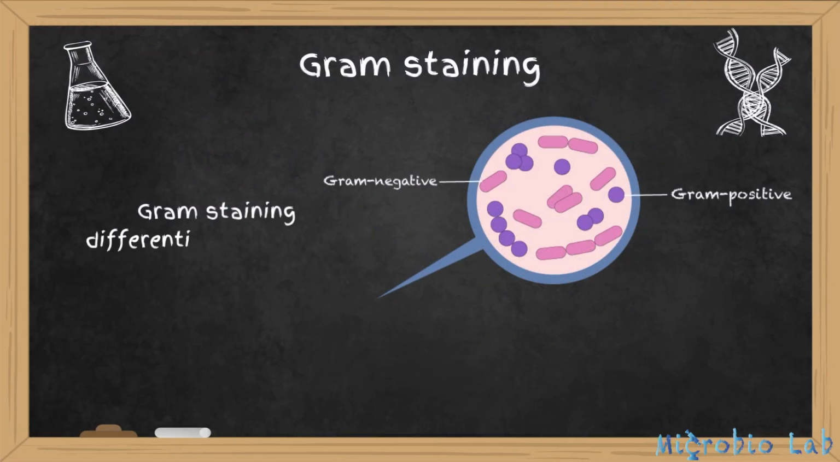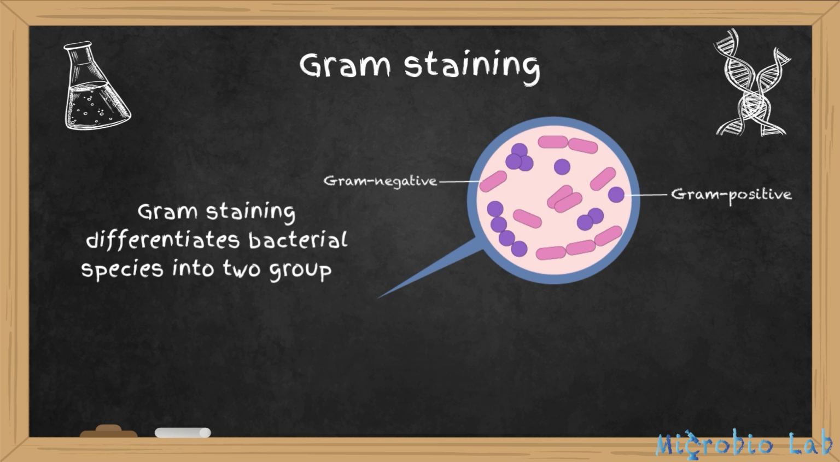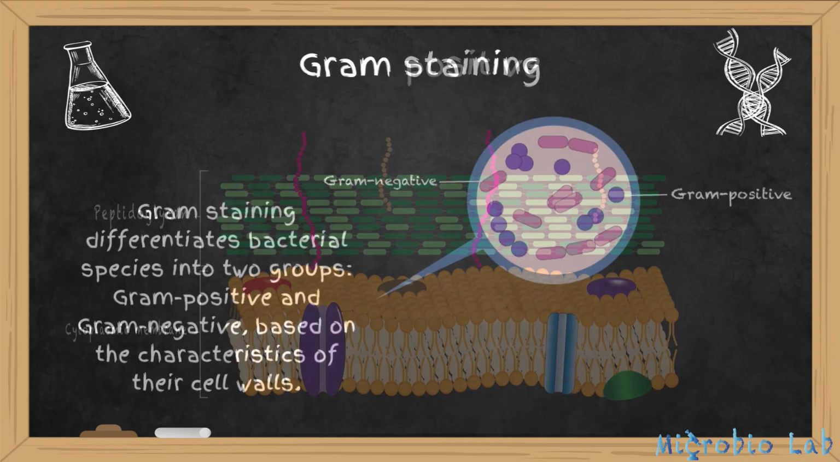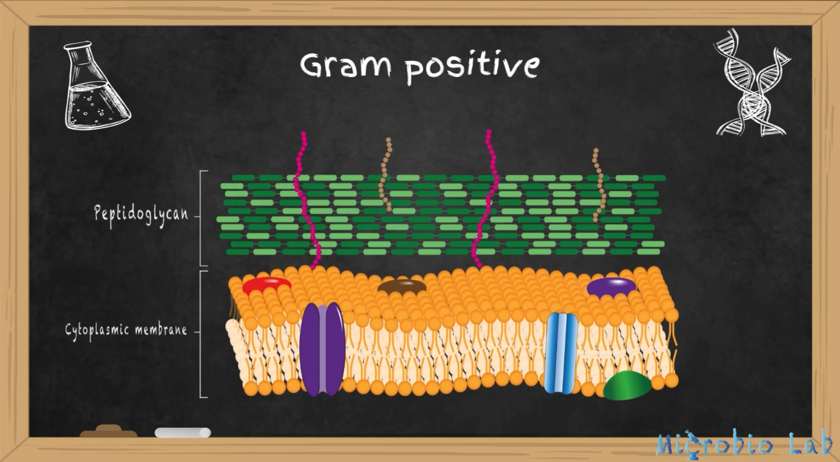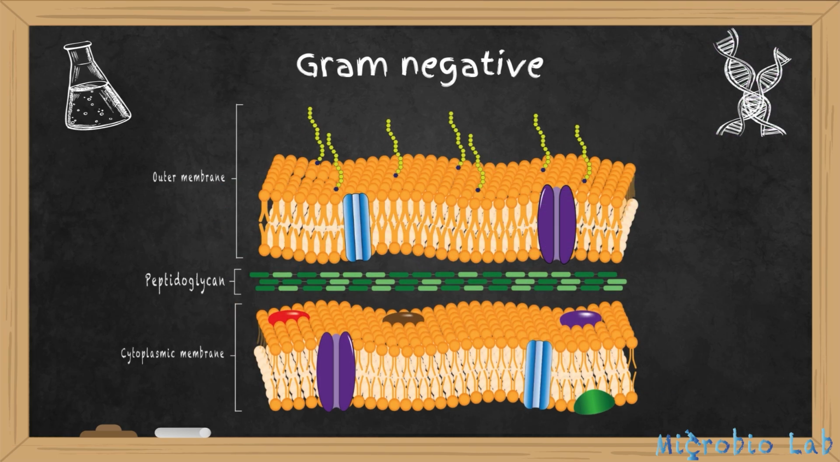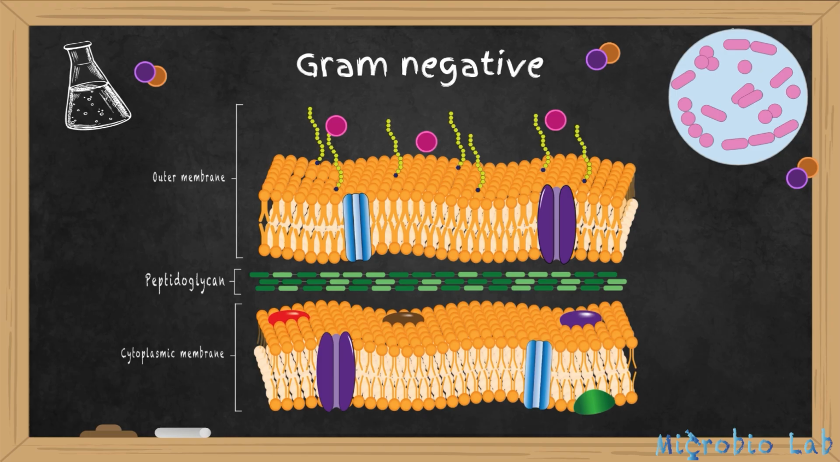Gram staining differentiates bacterial species into two groups, gram-positive and gram-negative, based on the characteristics of their cell walls. Gram-positive bacteria have a thick peptidoglycan layer in their cell walls, which retains the crystal violet stain, appearing purple under a microscope. In contrast, gram-negative bacteria have a thinner peptidoglycan layer and an outer membrane, which does not retain the crystal violet stain, but takes up the counterstain, safranin, appearing pink.